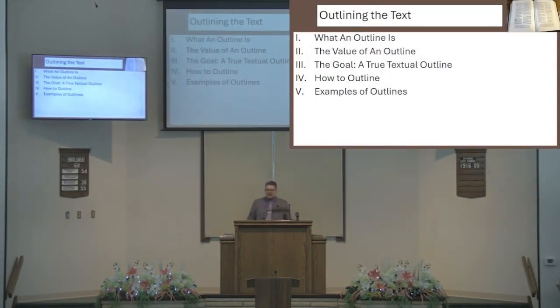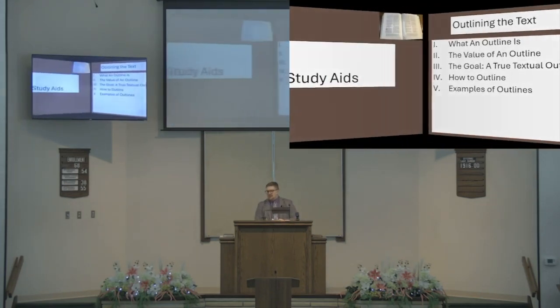Our third lesson was over outlining the text. We talked about what an outline is. It's really that organization of our thoughts. We talked about the value of an outline. It helps us get control of things when we're studying. Half your work of interpretation is done with an outline, if you have a true textual outline, which, as we said, was our goal, one true to the text. It'll help us explain what the text is saying. And so that's the value of an outline. We talked about how to outline, starting with a rough sketch, looking at other sources to help us, and then we looked at some example outlines in that lesson.